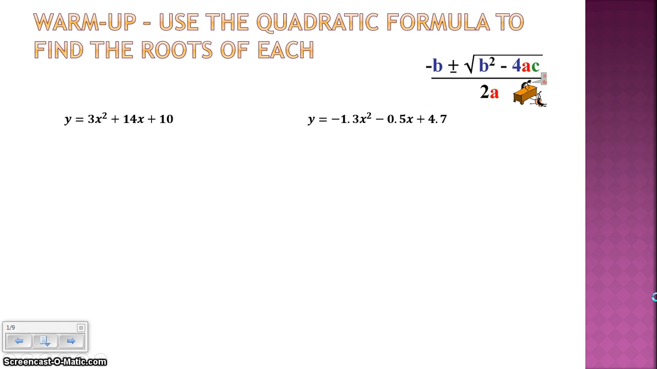example. The one on the left, the numbers are a little bit nicer, so it's a little bit easier, and the one on the right, we got some negatives and some decimals in there, so it makes the algebra a little bit trickier, but nothing you guys can't handle.